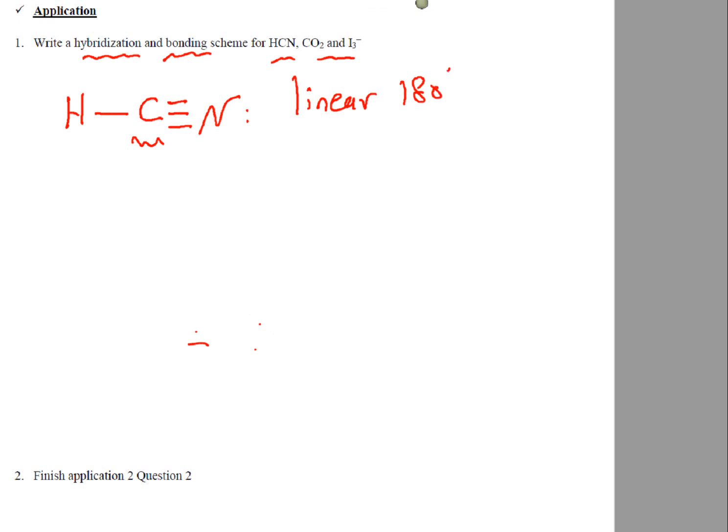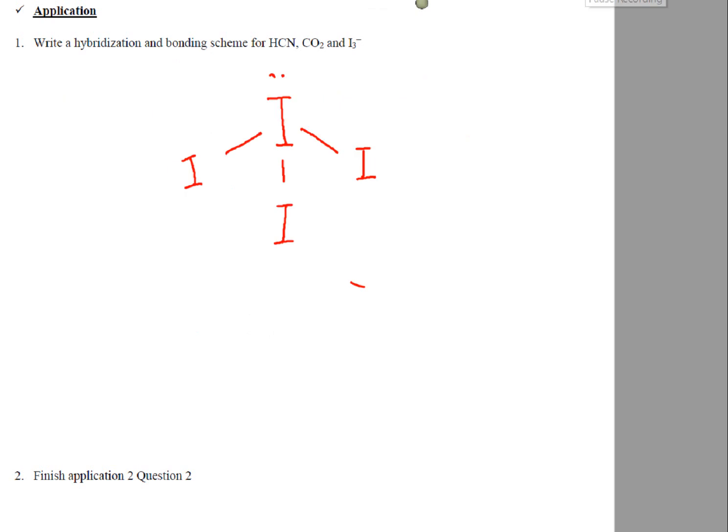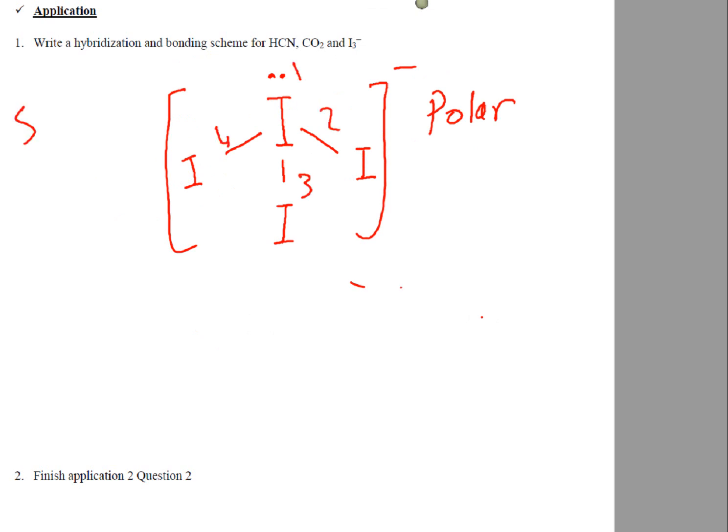In CO2, central carbon atom surrounded with 2 oxygen, the dipoles also are going to cancel, linear, and the angle is 180. As for I3- molecule, its central iodine surrounded with 2 other iodine atoms, but it still has lone pairs. This makes the molecule polar, and the type of hybridization will be sp3.